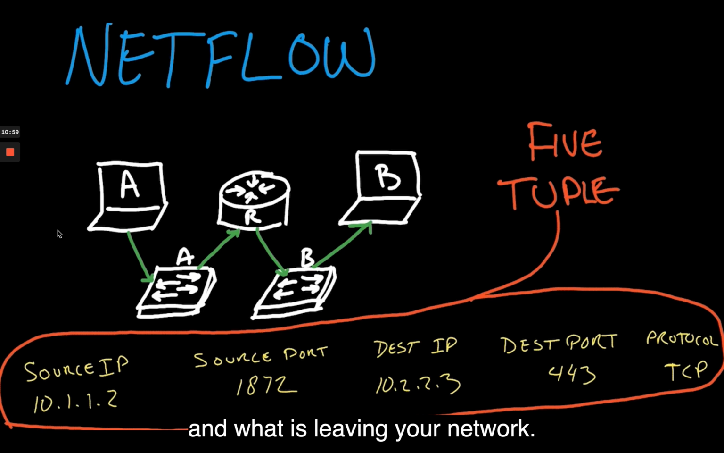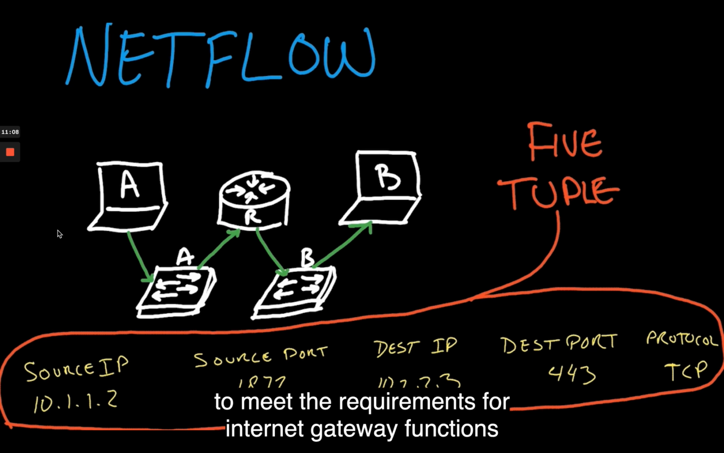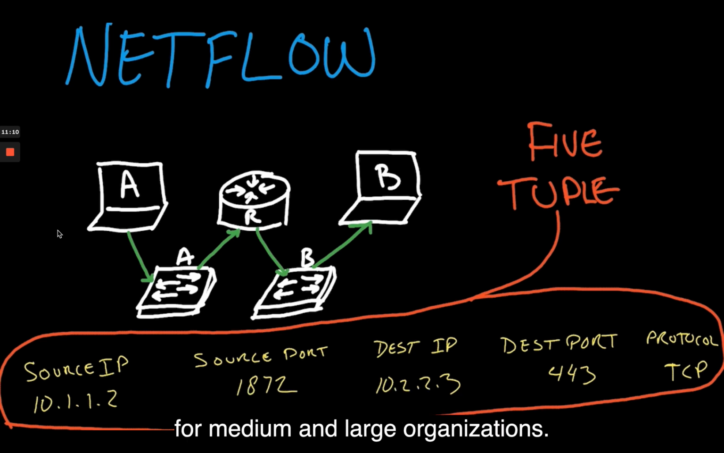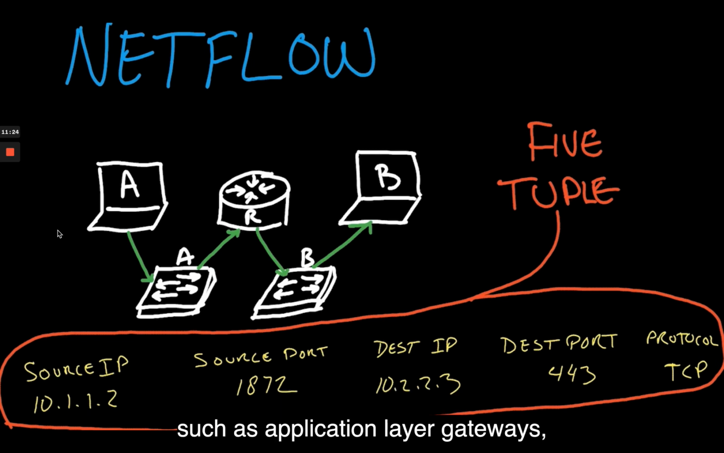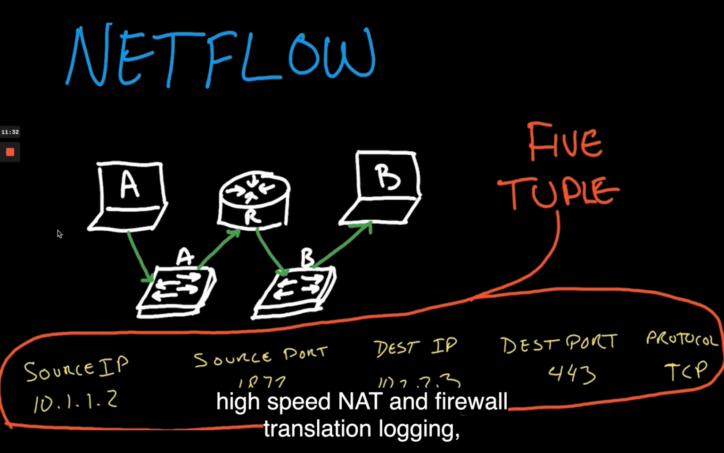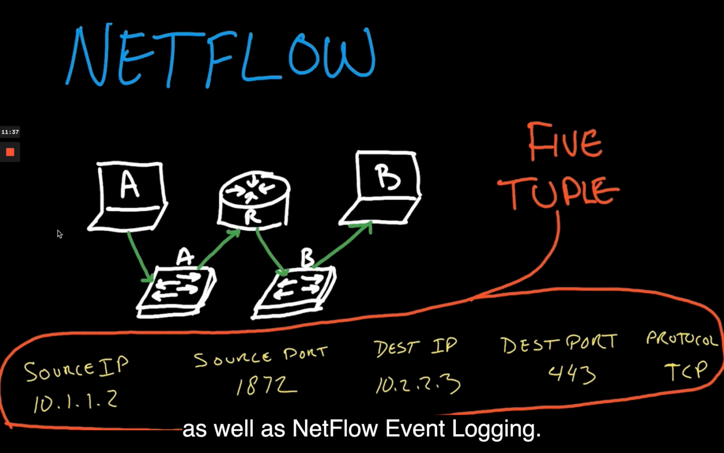The Cisco ASR 1000 series routers provide multi-gigabit performance to meet the requirements for internet gateway functions for medium and large organizations. The architecture of the Cisco ASRs includes the Cisco QuantumFlow processor that provides a lot of high-performance features such as application layer gateways, all layer 4 and layer 7 zone-based firewall session processing, high-speed NAT and firewall translation logging, as well as NetFlow event logging.